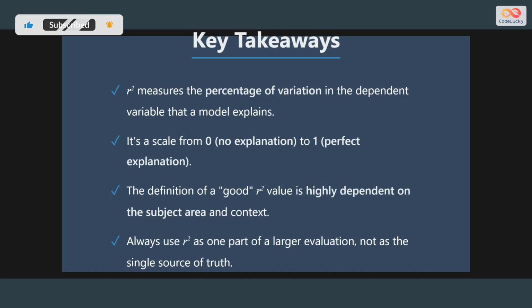To sum up, R-squared is the percentage of variation that a model explains. It ranges from 0 to 1. What's considered a good R-squared value really depends on the field you're working in. And most importantly, always use R-squared as just one of many tools when evaluating a model.